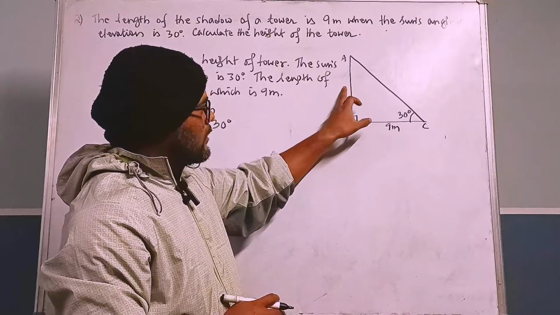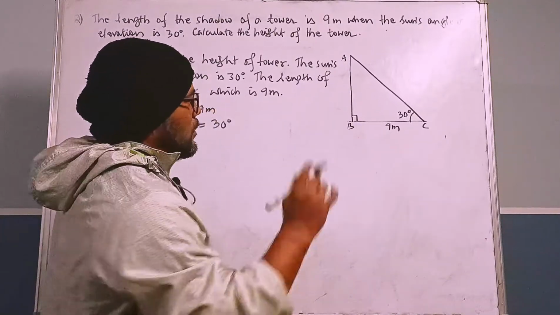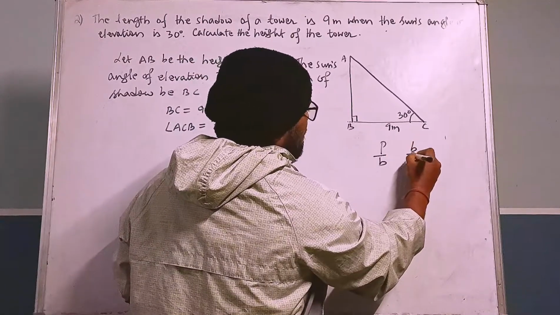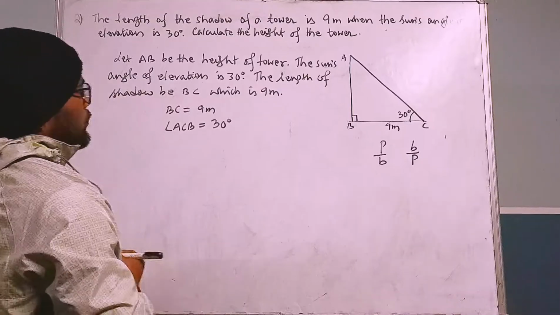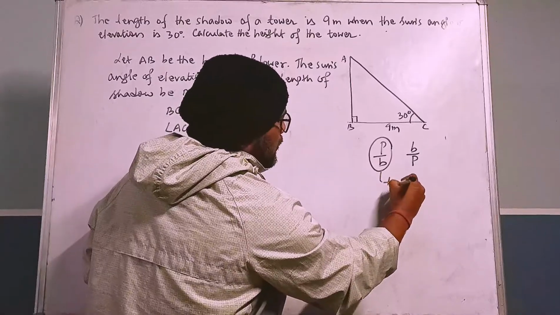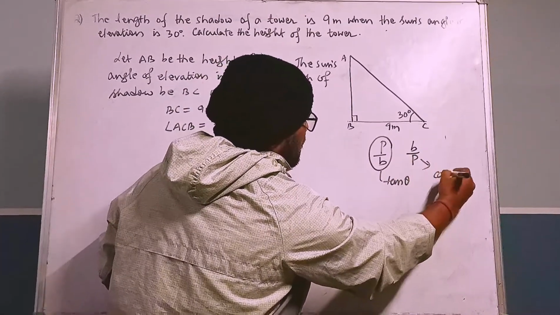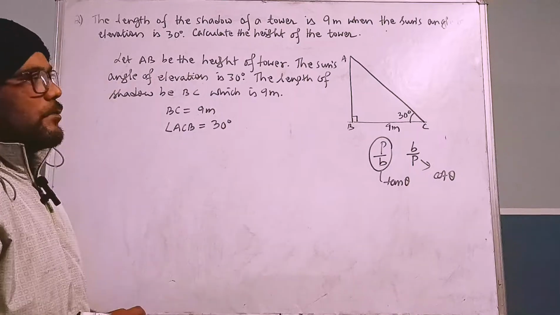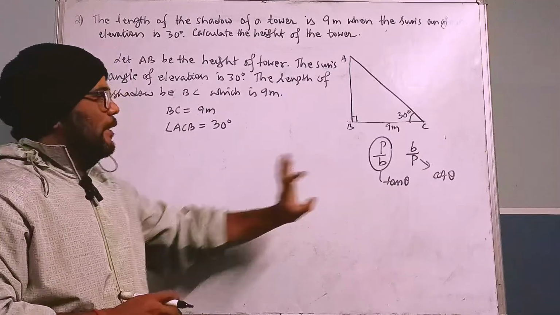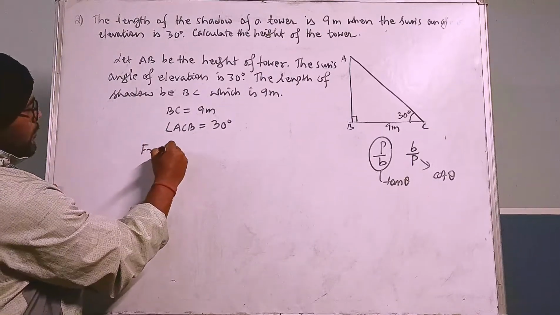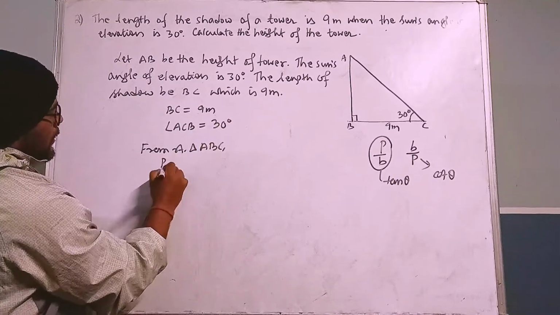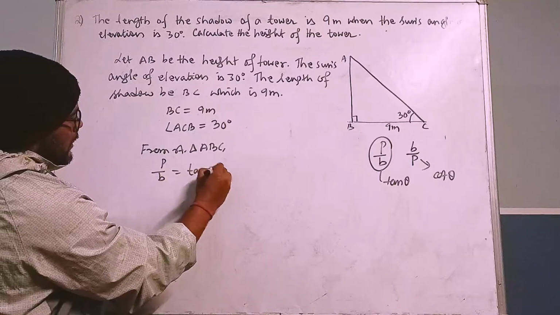This side you are supposed to find, and this side is already given as 9 meters. In a right angle triangle, this side is known as perpendicular and this side is known as base. So you have to make the relation perpendicular by base, or base by perpendicular also. Perpendicular upon base becomes tan theta, and base upon perpendicular becomes cot theta. More or less, try your best to solve all the questions in terms of tan theta.